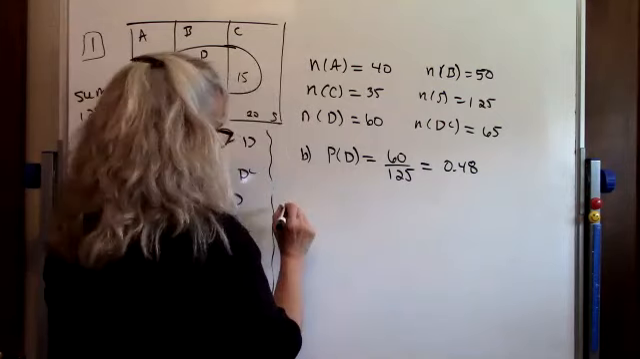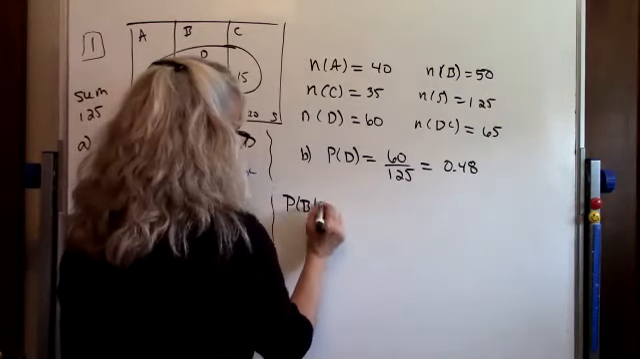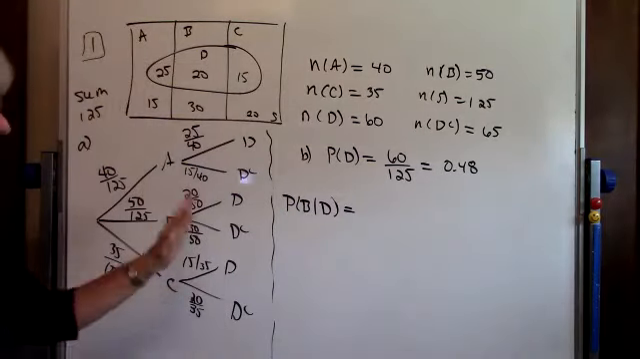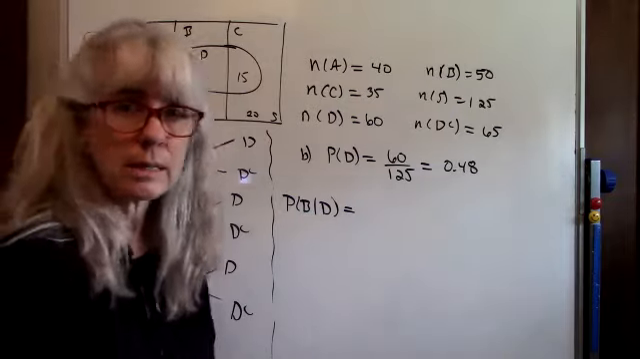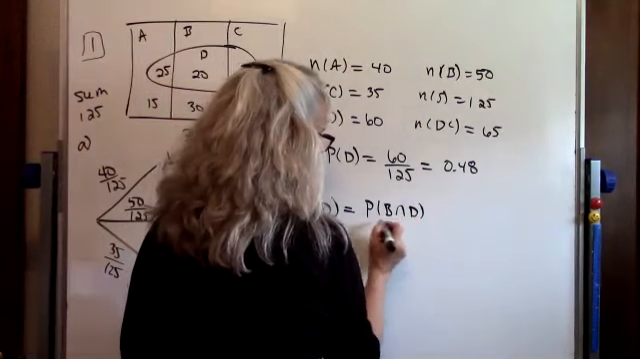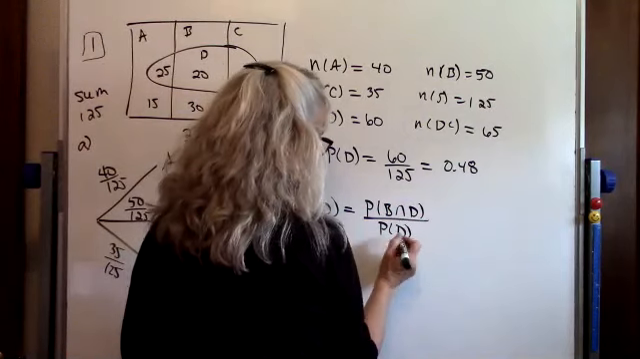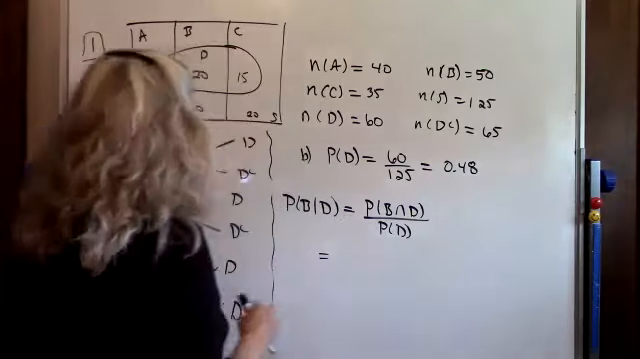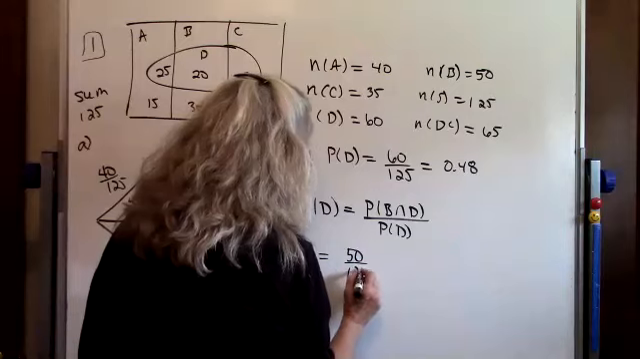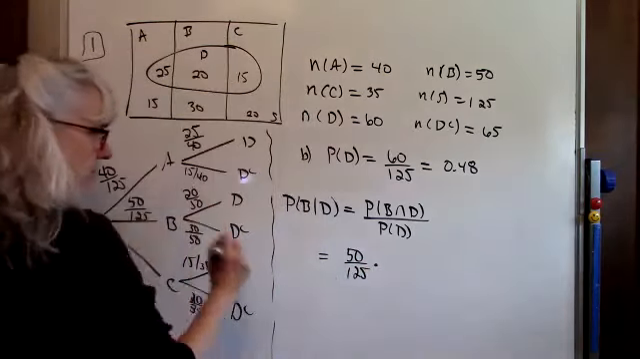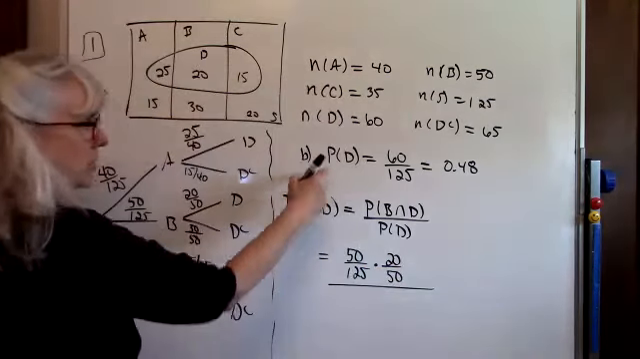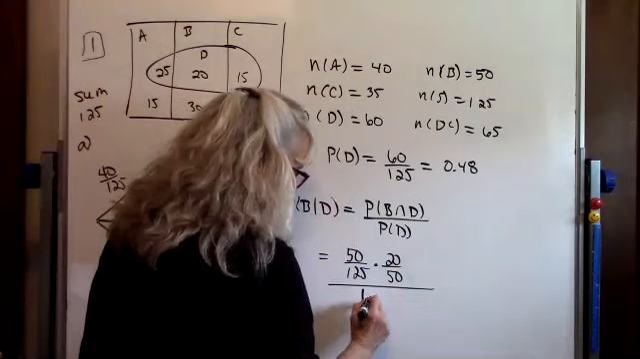Okay, the next one's asking me for the probability of B given D. So for the first time, we're looking for something on the left side given the right side. Well, I'm going to use the formula. The formula says to find their intersection. So that would be the probability of B intersect D divided by the probability of D. Well, B intersect D, that would be this times this. So that's 50 over the 125 times 20 over 50, divided by what I know has already happened, and we already know D is sitting right here, 60 over 125.